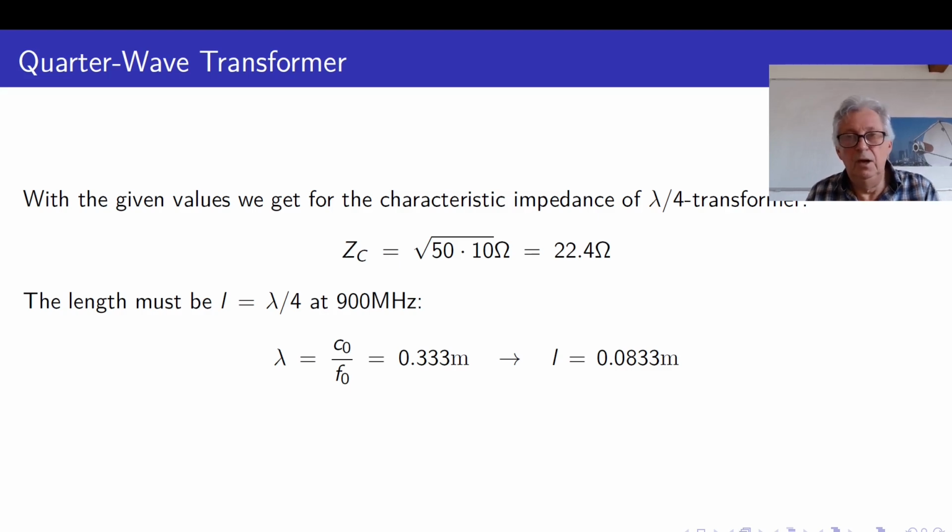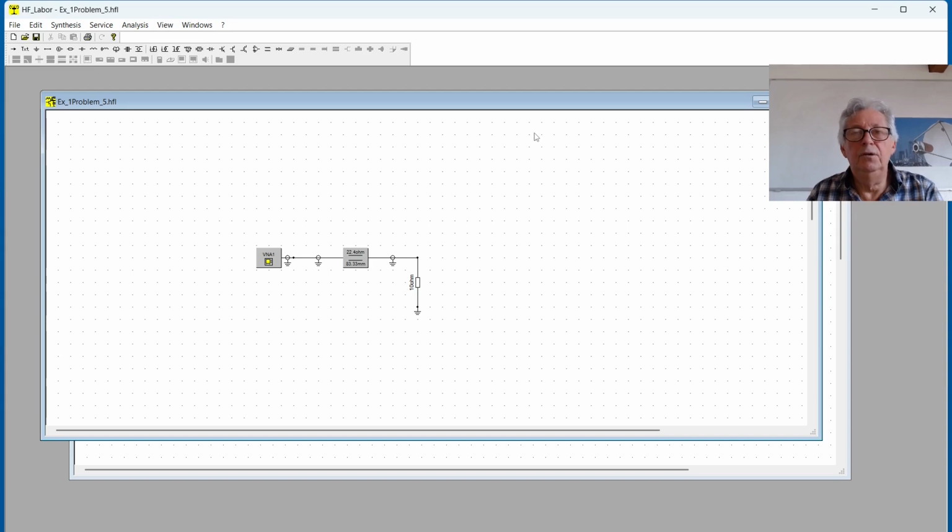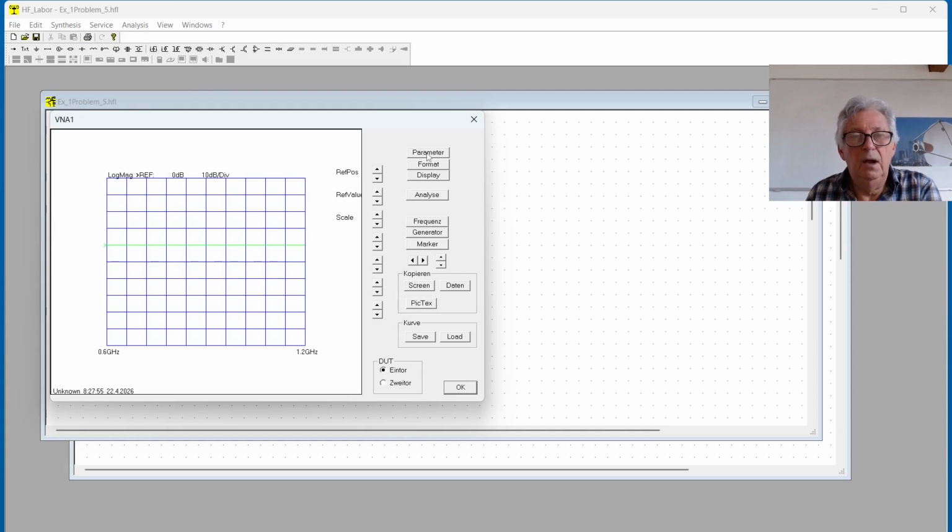So to get an idea of the frequency behavior of a quarter wave transformer, I will now switch to our simulation. In our simulation, here we have our simulation tool, and I already included the elements. We have here the load resistance of 10 ohm, and then I have a transmission line here with a characteristic impedance of 22.4 ohm, and it shows a length of 83.33 millimeter.